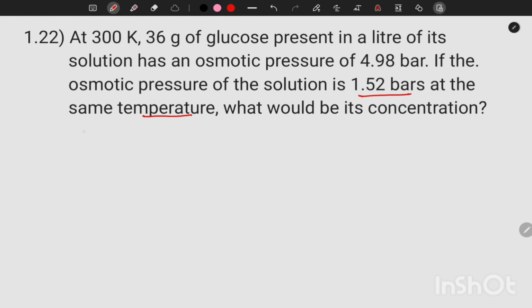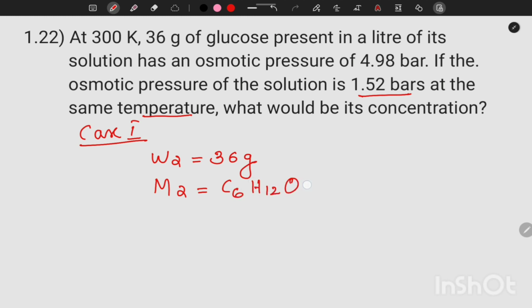So we have two cases. First case, mass of solute is given as 36 gram. Molar mass of solute, glucose is the solute, its molar mass is 180 gram per mole. Osmotic pressure is equal to 4.98 bar.